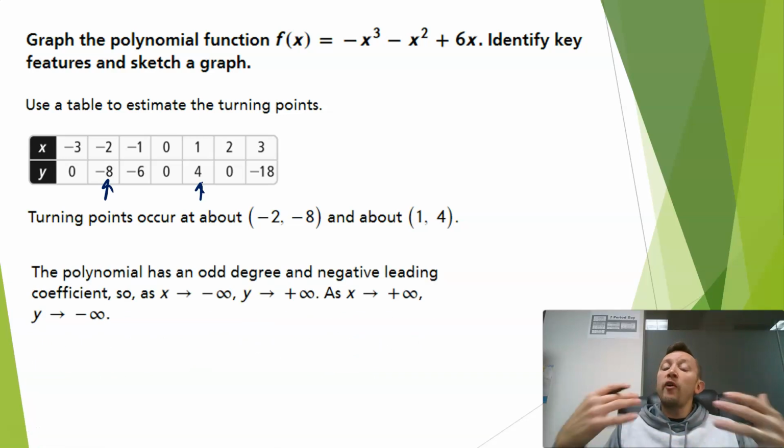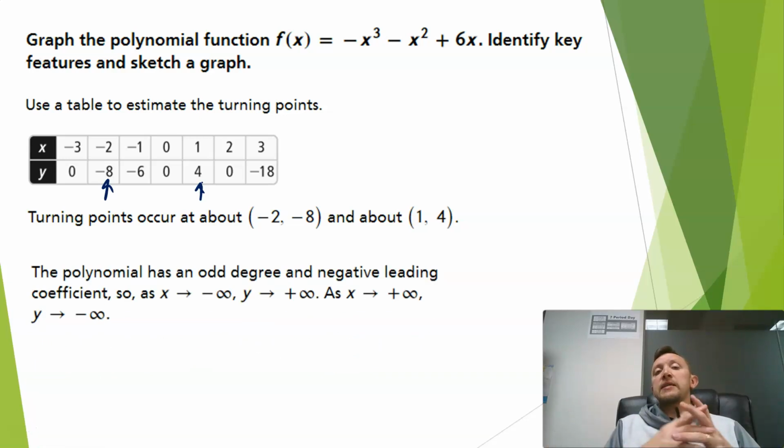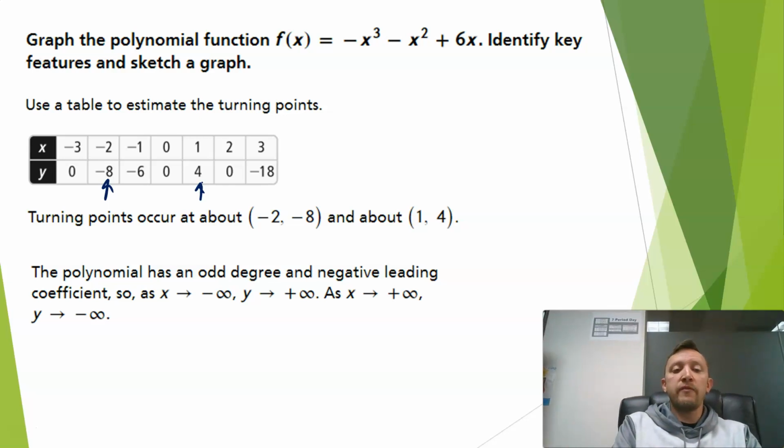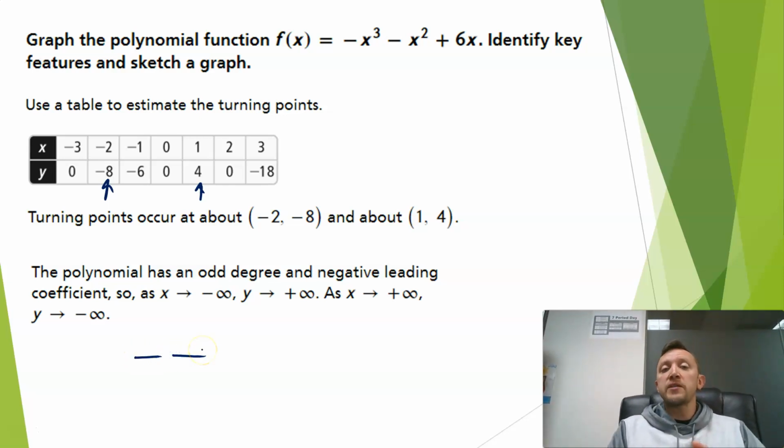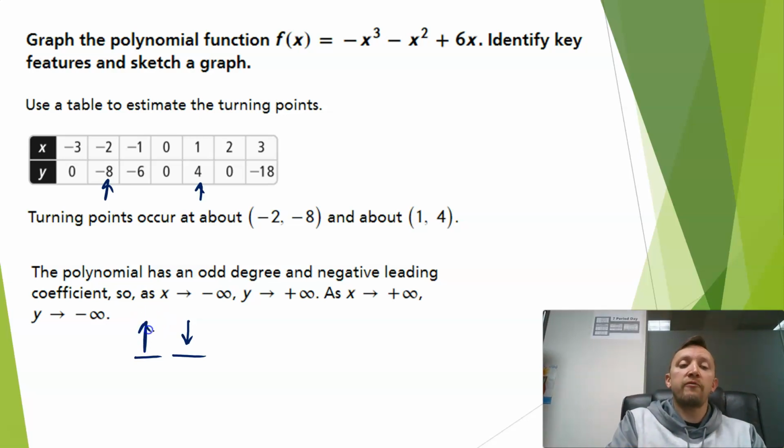And we can see from the original polynomial that since it's negative, we can again do our 2 blanks. Since it's negative for the leading coefficient, it would be going down on the right side of the graph. And since it's an odd exponent, they're going to be going in opposite directions. So the left side of the graph would be going up.